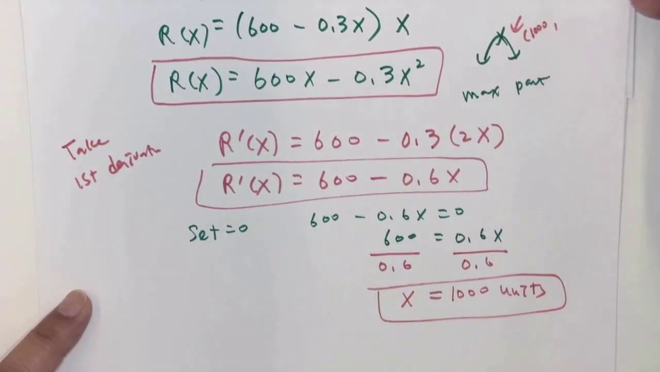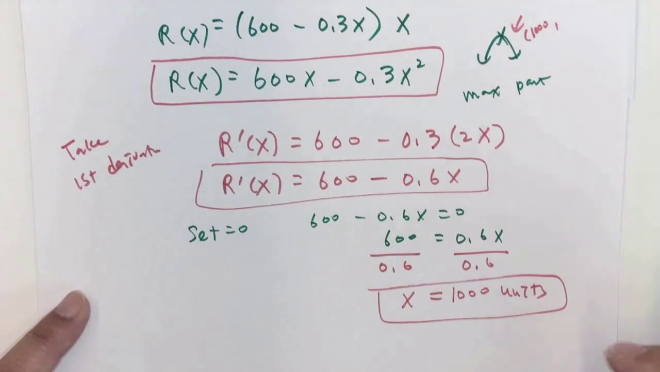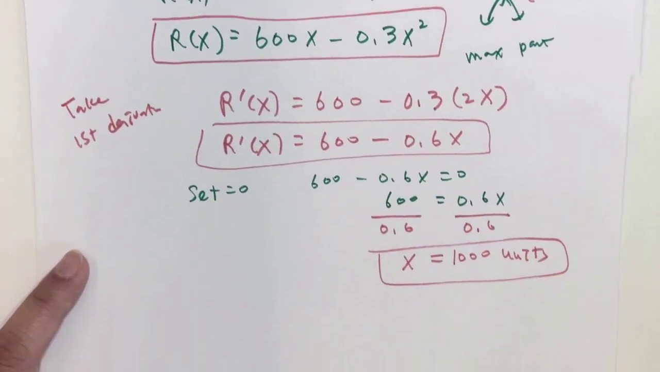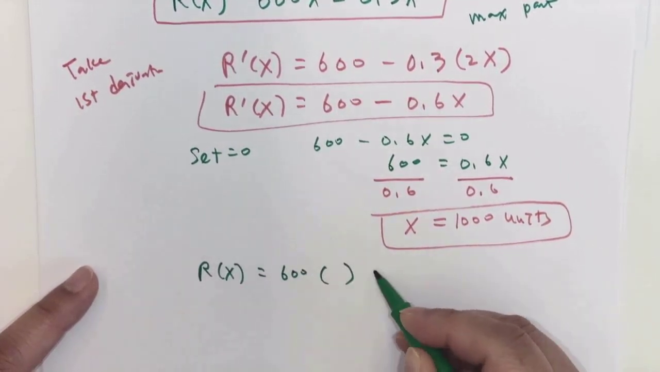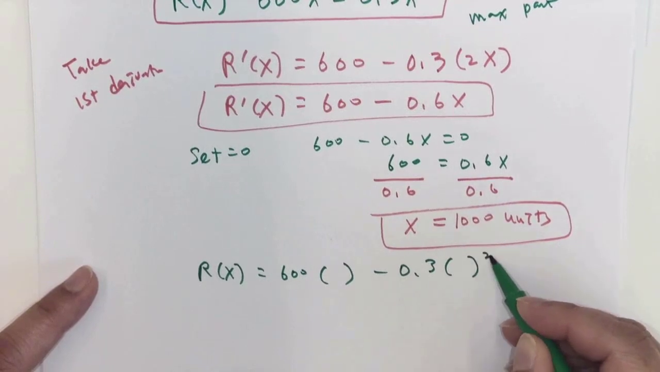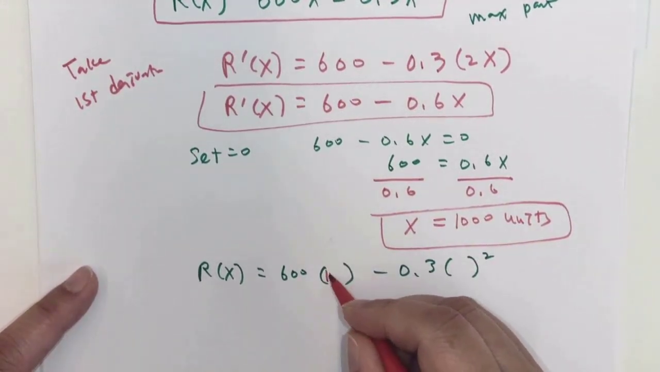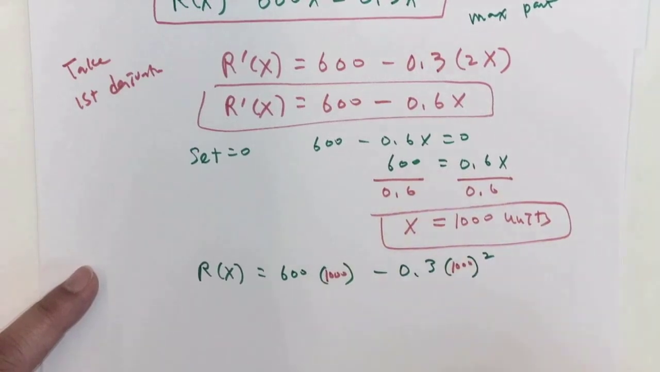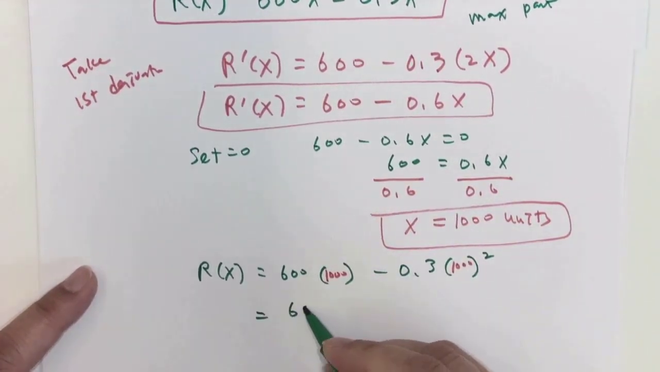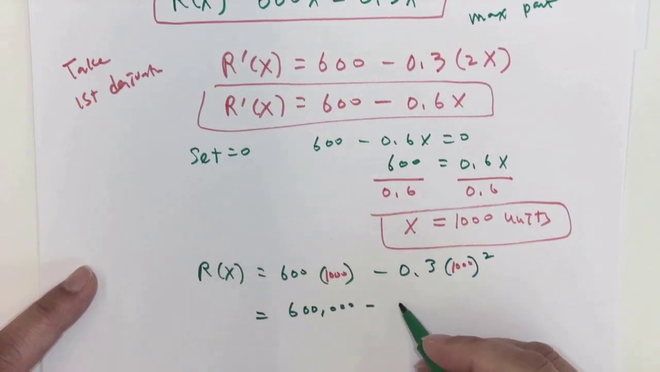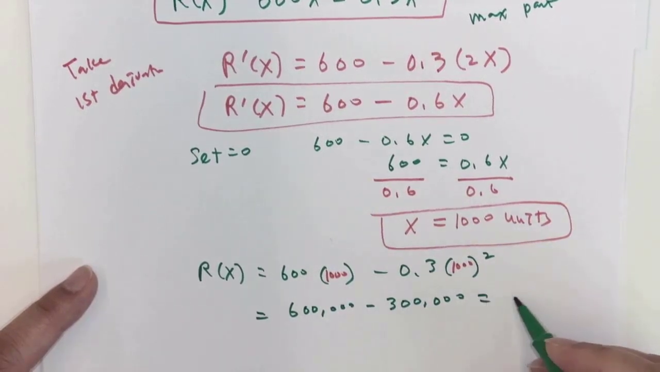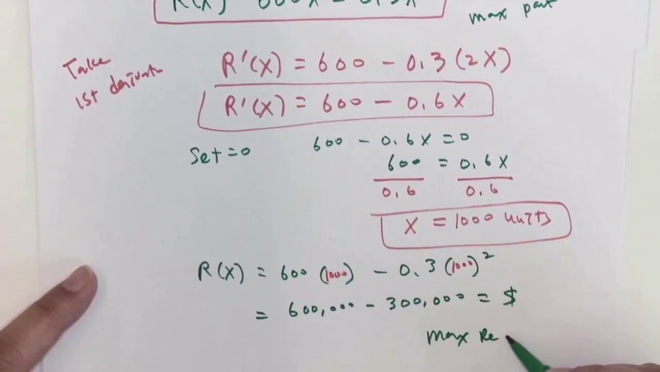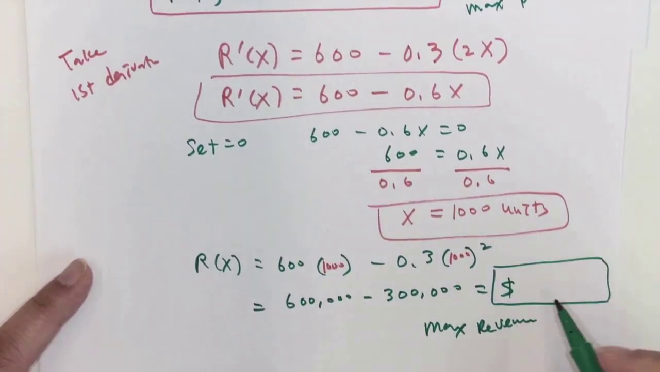And they also ask you for the maximum revenue. So we plug the 1,000 units back into the revenue function, which is R of X equals 600 times X minus 0.3 X squared, right? That's my revenue function. Plug in 1,000. What do I get? It's going to be a pretty big number. 600,000 subtracting, I think that is 300,000. The maximum revenue is going to be 600 subtract 300, which is 300,000.